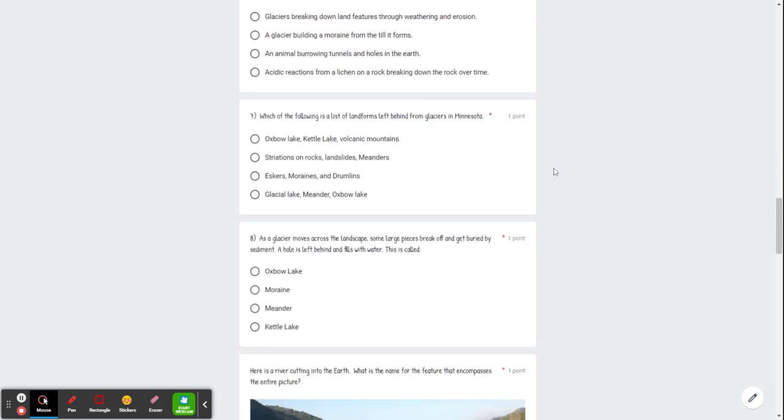Number 7, which of the following is a list of landforms left behind from glaciers in Minnesota? Option 1, oxbow lake, kettle lake, volcanic mountains. Option 2, striations on rocks, landslides, or meanders. Option 3, eskers, moraines, and drumlins. Option 4, glacial lake, meander, oxbow lake.